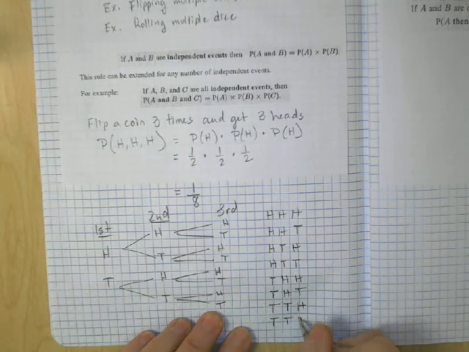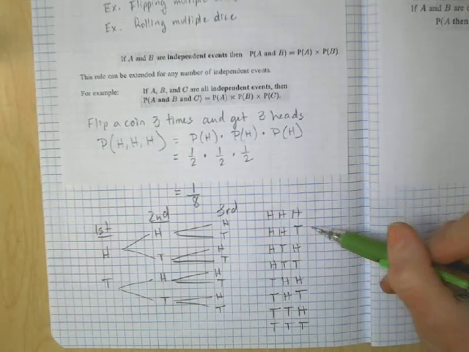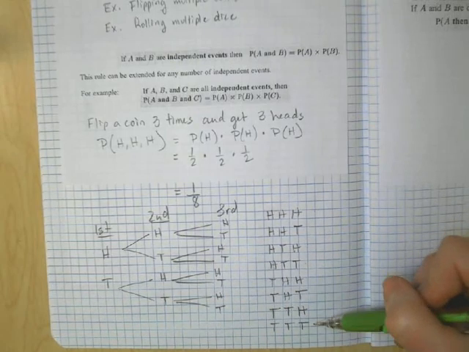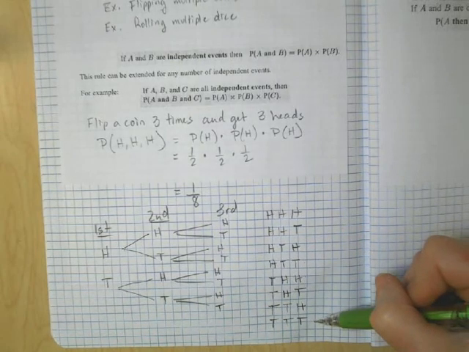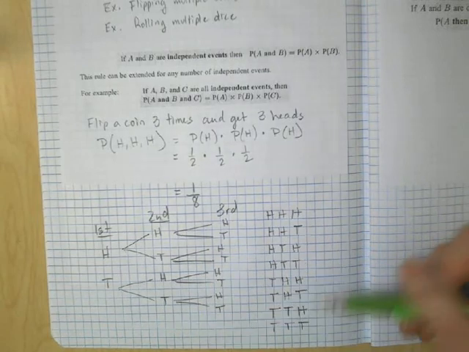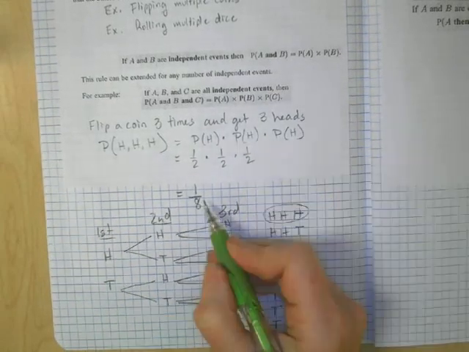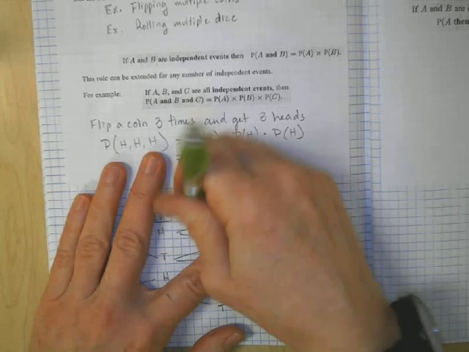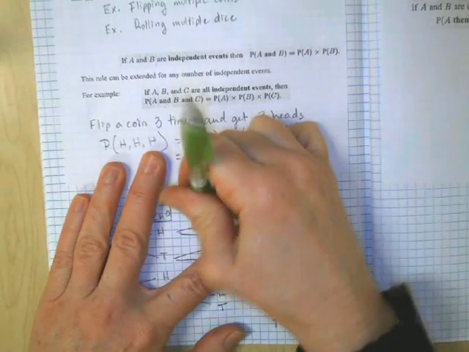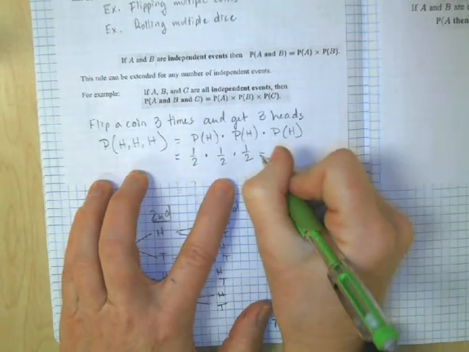So how many possible outcomes? 1, 2, 3, 4, 5, 6, 7, 8. There's 8 possible ways that I could flip 3 coins, 8 possible outcomes. And how many of them are heads, heads, heads? Only 1. So, which is equal to 1 out of 8. Let me put my answer up here, easier to see when it's on the white paper, equals 1 out of 8.